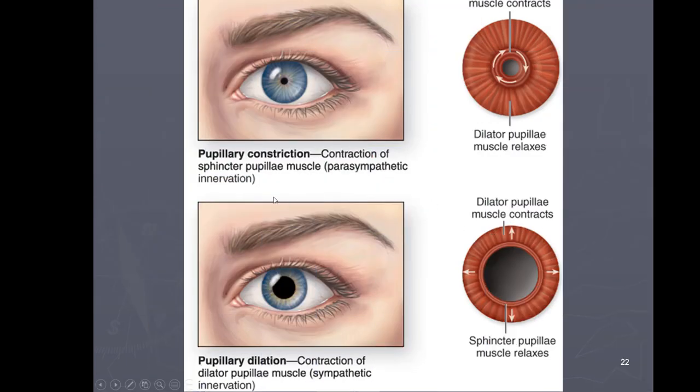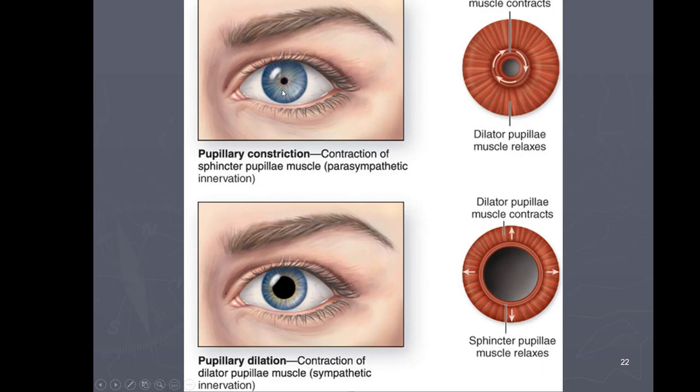All right, and this is what I was talking about. The sphincter pupillae muscle constricts the pupil. Dilator pupillae muscle dilates the pupil. Notice that the sympathetic nervous system, which you know about, dilates the pupil, and the parasympathetic constricts it.